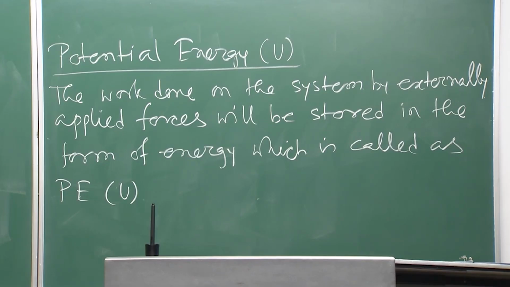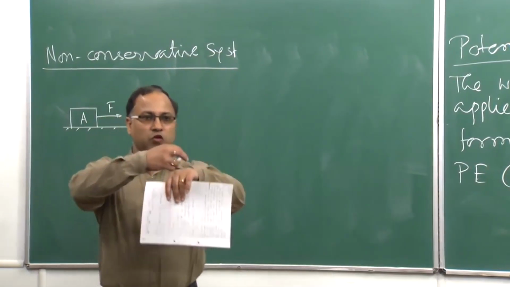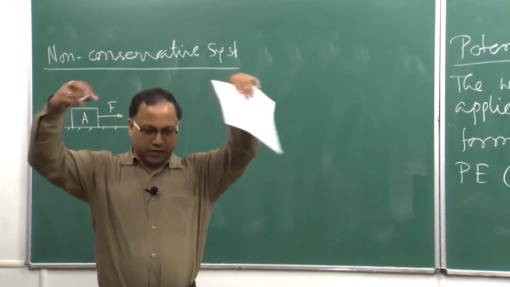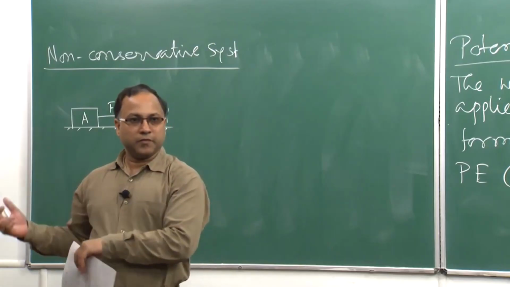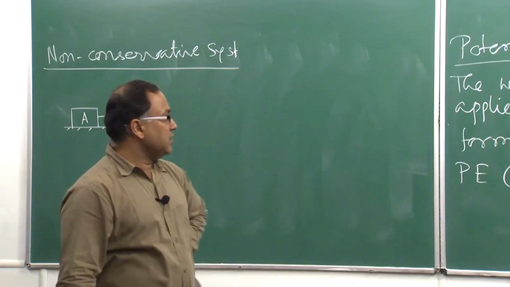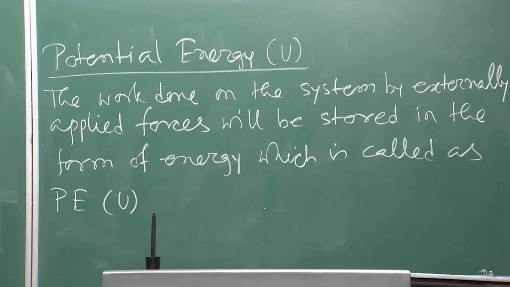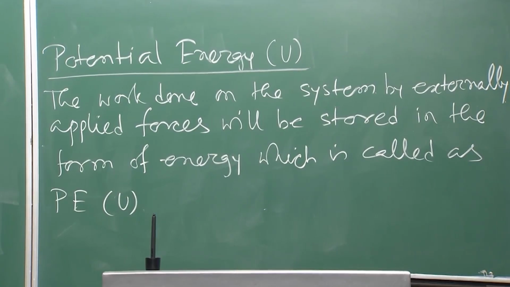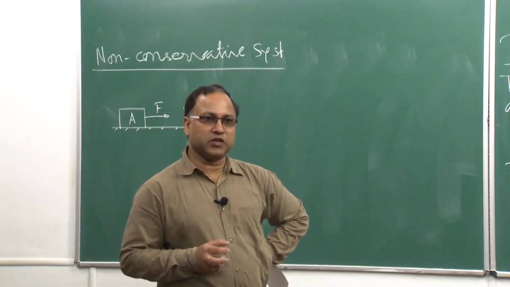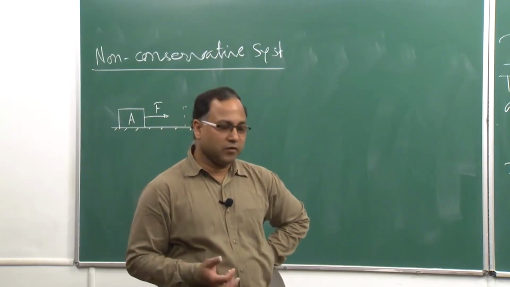So, the work done on the system by externally applied forces will be stored in the form of energy. We are not talking about the non-conservative system, we are dealing with the conservative system. That means, if you load a slender member, suppose, and it deflects, if you remove the load, it will give the work back. So, when the system is under the work done of the externally applied forces, that work done will be stored in the form of energy, and that energy is known as the potential energy. You know the definition of the potential energy. This is just for the sake of completeness of our discussion.